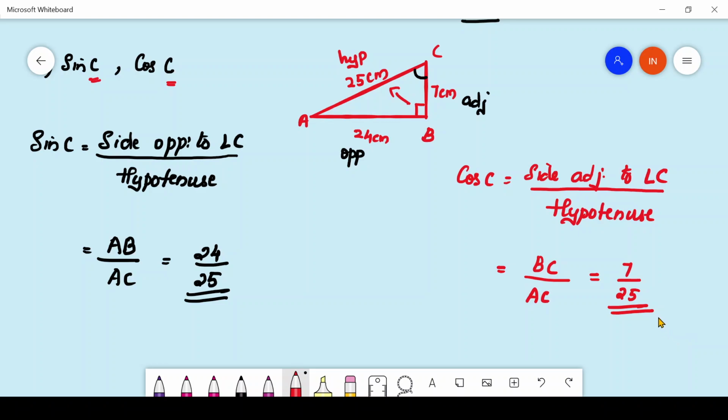And now today we have discussed sine A, sine C and cos C of a right angled triangle. Given the values of AB and BC, we found out AC. So I hope it is clear for everyone.